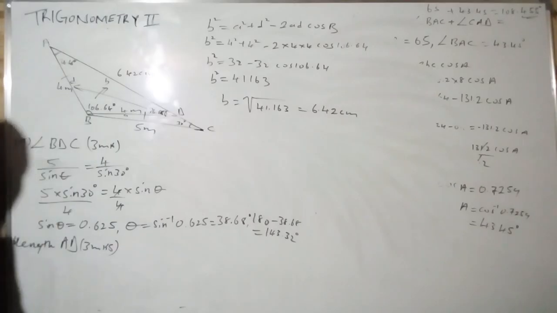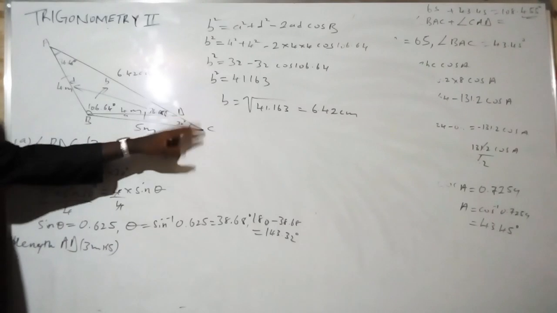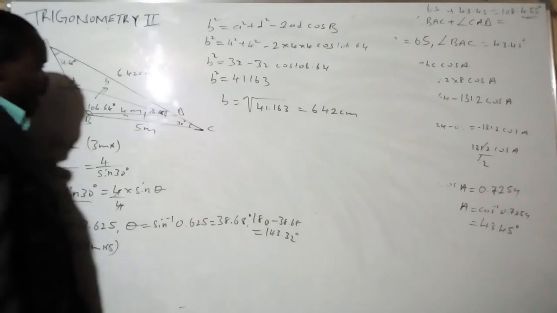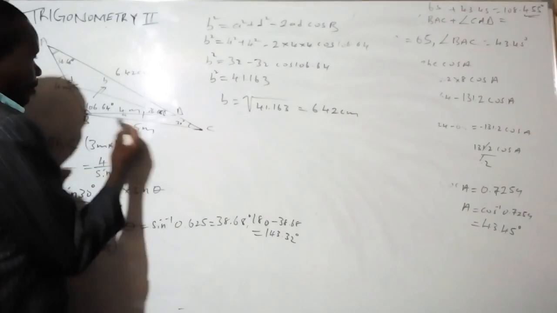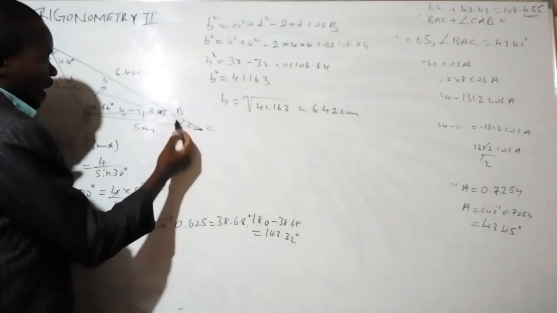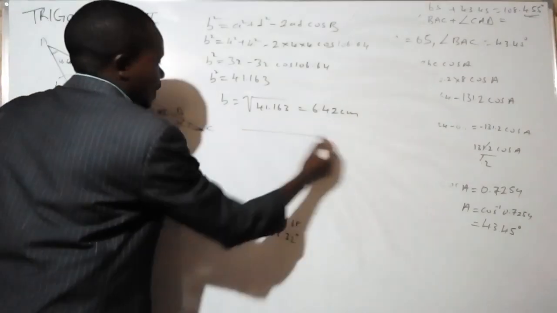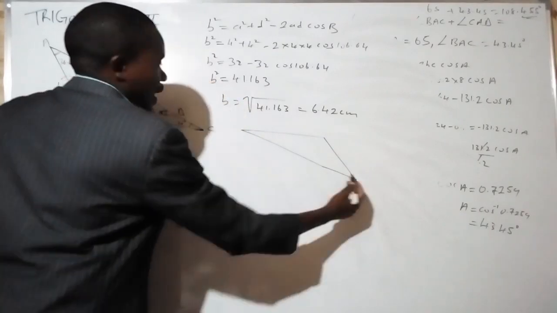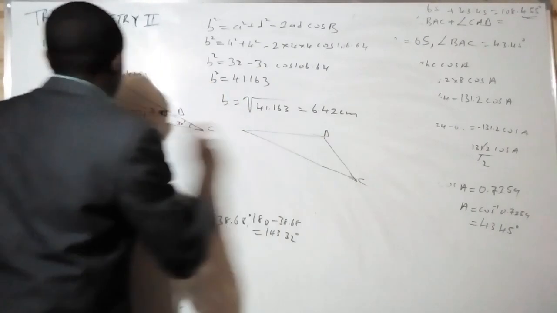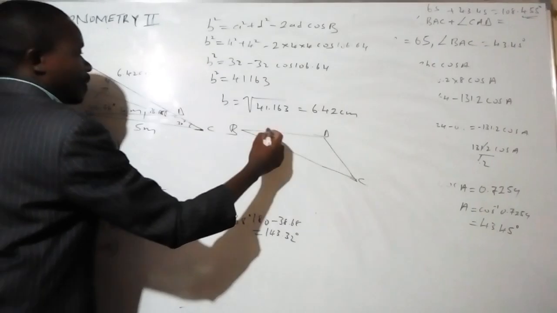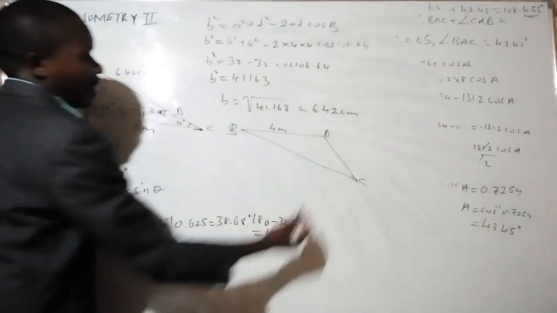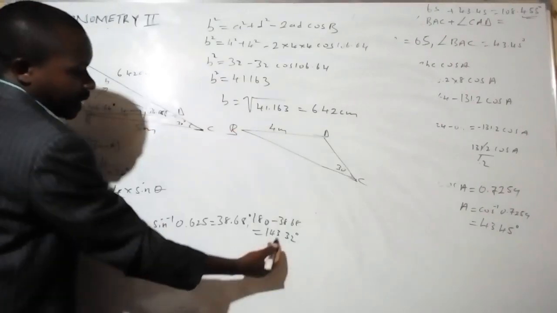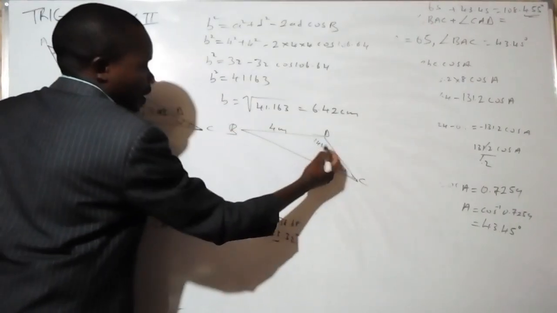Next, the length of DC. Yeah, this DC. This angle here is known. Let's extrapolate. This is our C. That's your D. This B. BD is 4. 30. What else do we know? We know that BDC is here, 143.32.